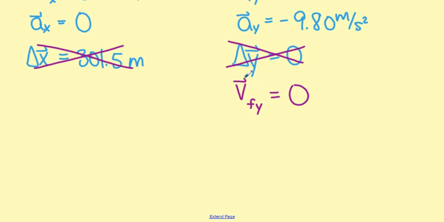Using this information, I'm now going to try to solve for delta y. It's your turn now. Take all this information that we know, look at your equations, and try and solve for delta y, or the maximum height of the golf ball.